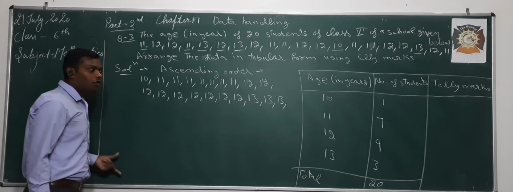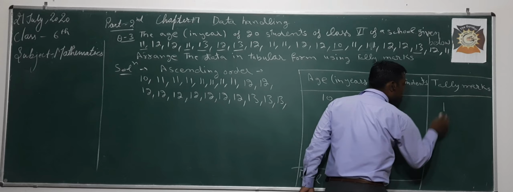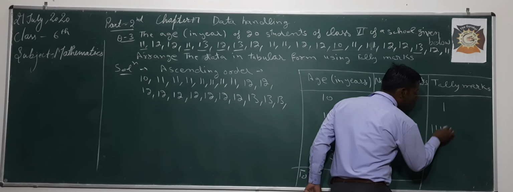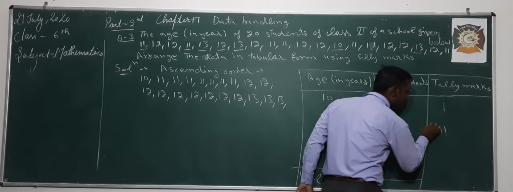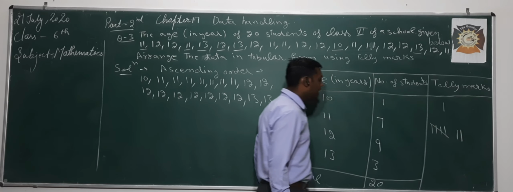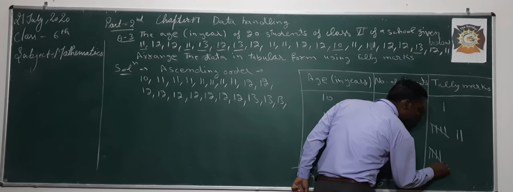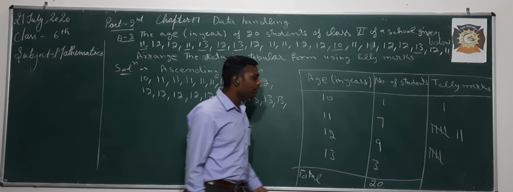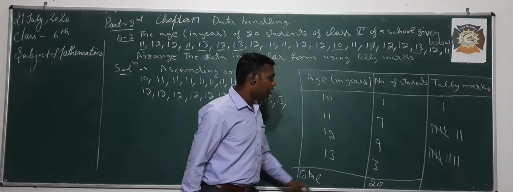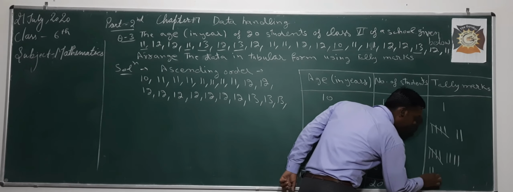Now we have to make tally marks. The tally mark for 1 is 1 line, and for the tally mark for 7, first we have to write 5, then we have to write 2. Then we have to arrange 9. So write 9 in tally marks. We write 5, 4 lines crossed with 1 line, and then write 4. See it again, 5 plus 4, that is 9. And the last is 3.